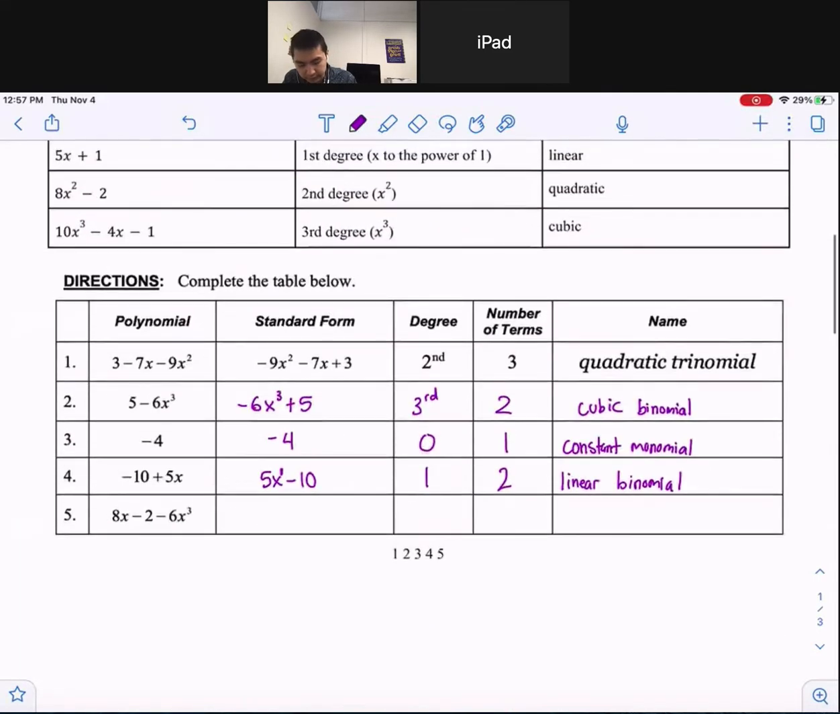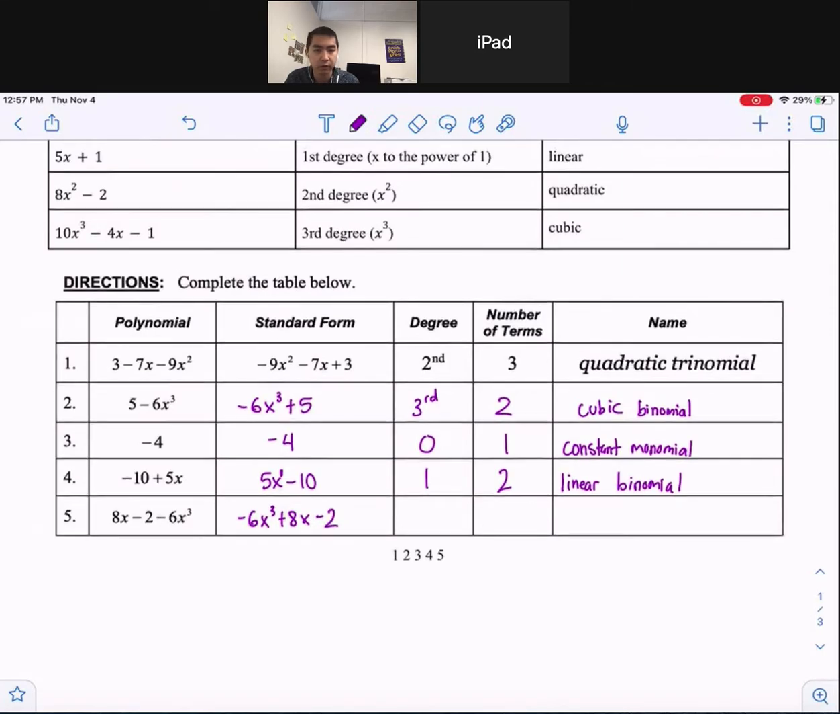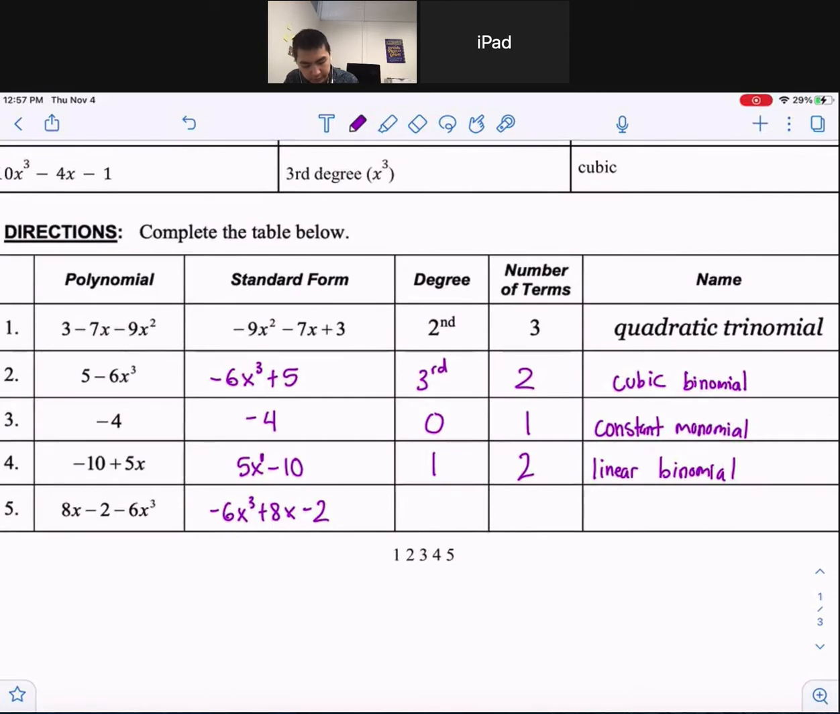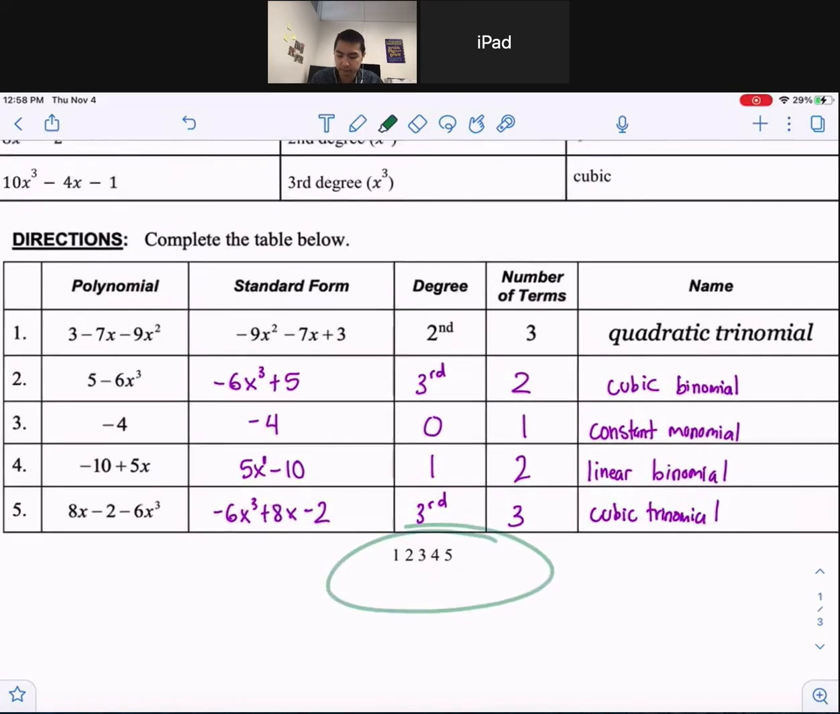5, put that in standard form, so negative 6x to the third plus 8x minus 2. Remember, standard form, highest degree to lowest. So our degree is the third degree, and our number of terms is 3. Cubic trinomial. And please do not forget to scale it from a 1 to 5 on your level of understanding.